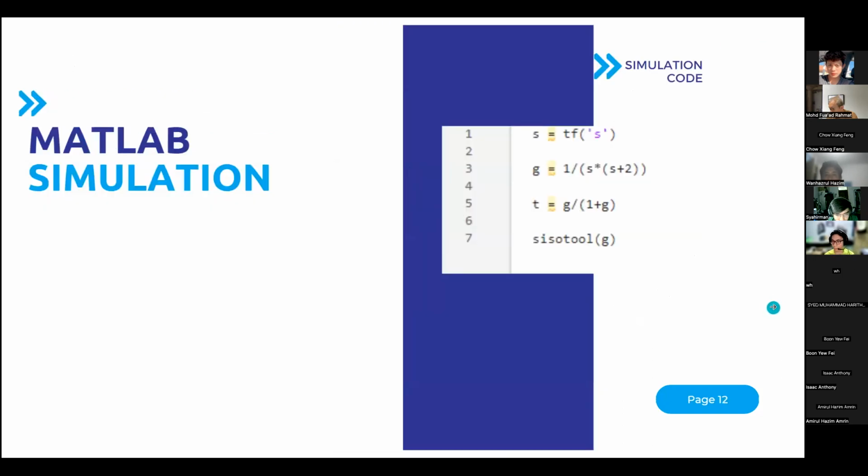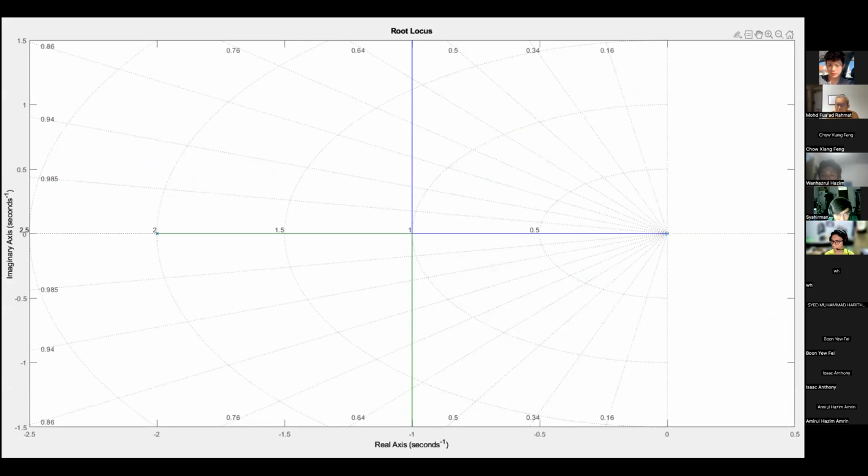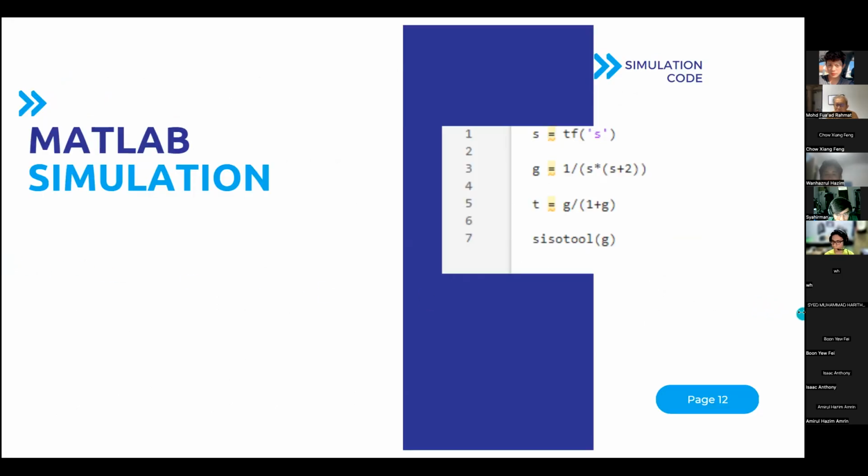This is the Matlab code for the original transfer function, G equal to 1 over S multiplied by S plus 2. The SISO tool is actually a tool to get all kinds of graphs, such as the transfer function, root locus, step response, and Bode plot.